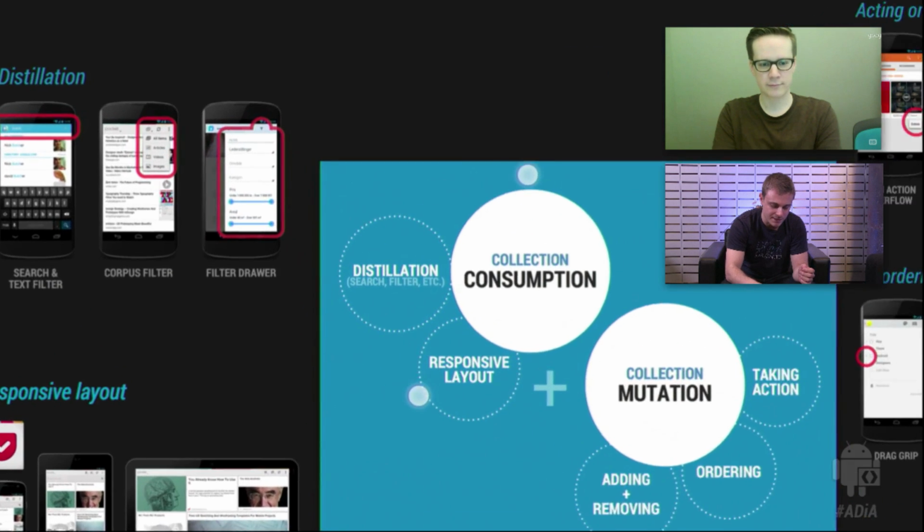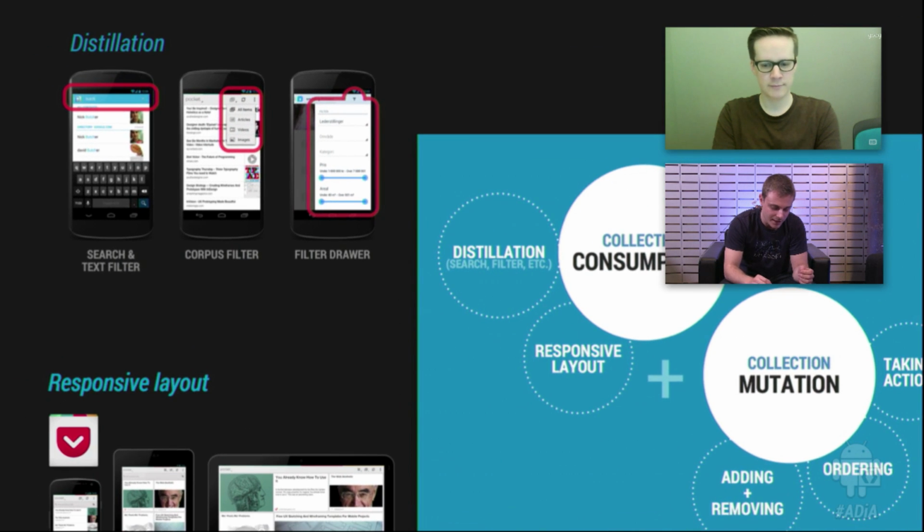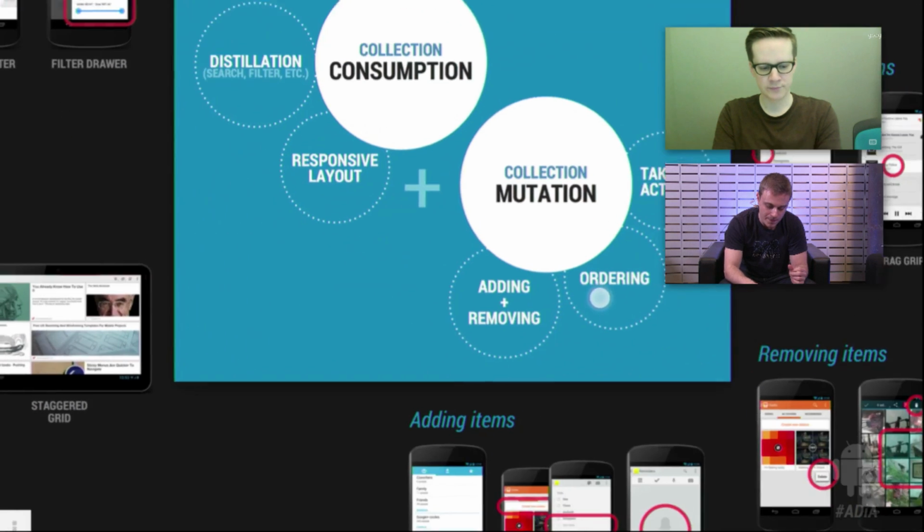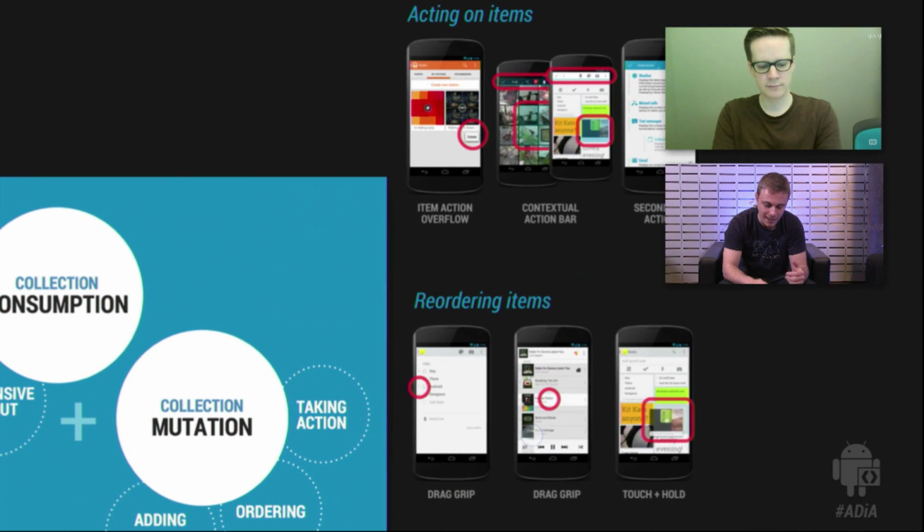So we talked about some things like distillation, things like search and filter, having a right side filter drawer. We talked about responsive layout, basically switching from lists to a grid to a staggered grid, like here in an example of Pocket. We talked about how different apps let you act on items using things like the contextual action bar, as well as secondary actions and item overflows.